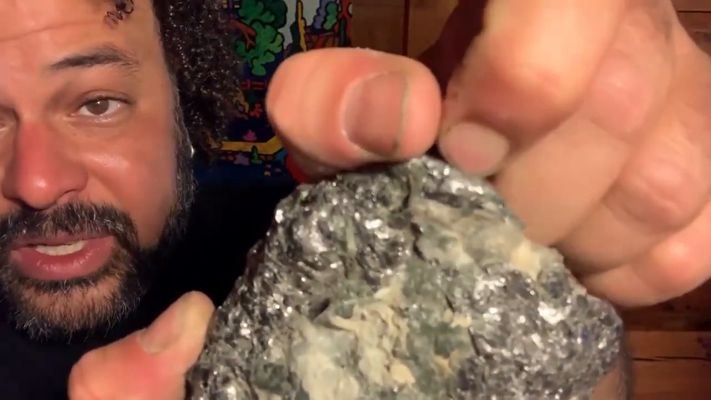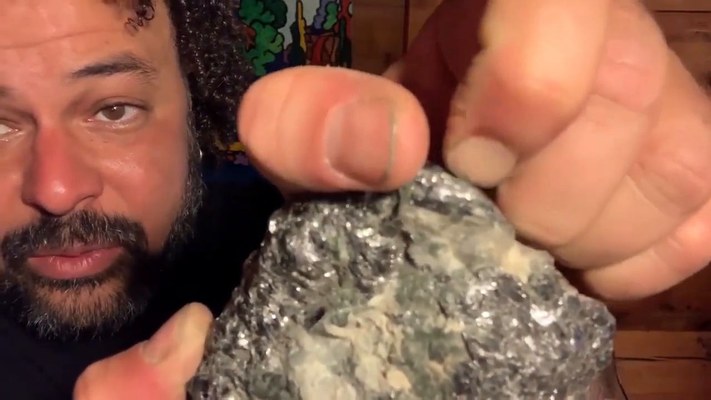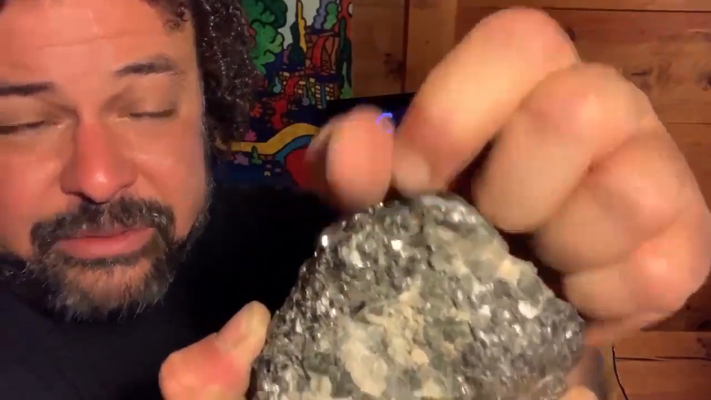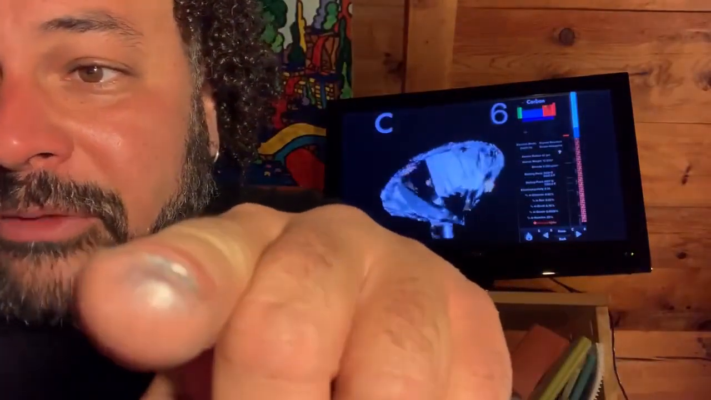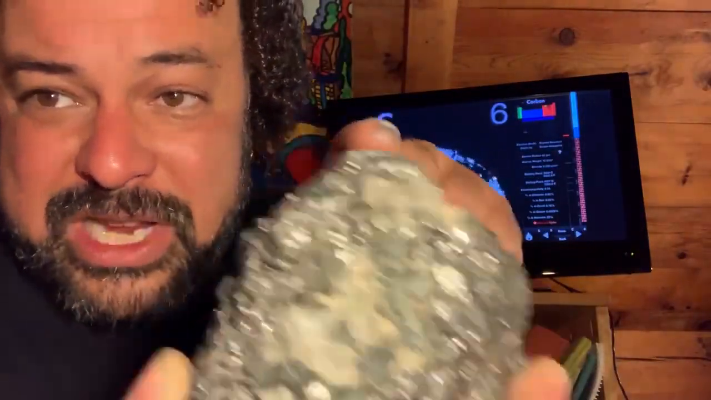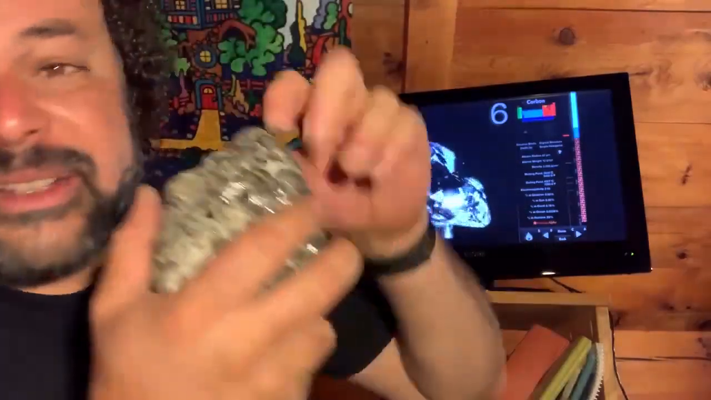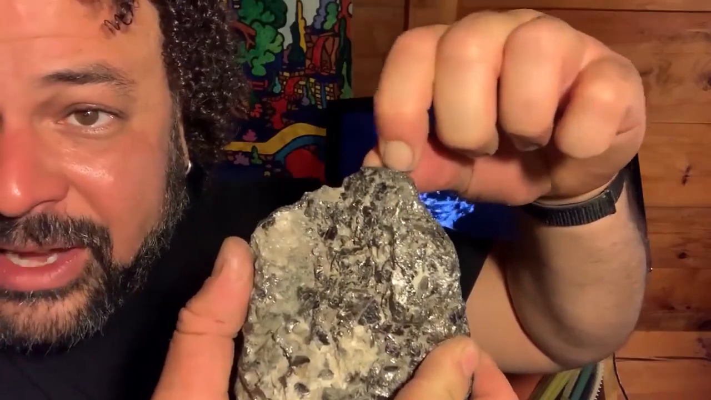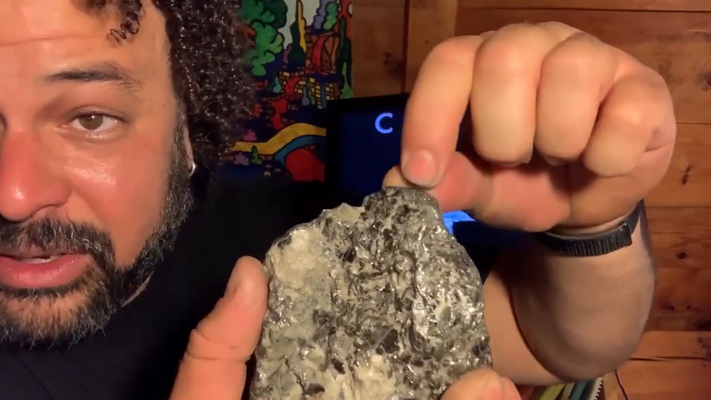Graphite is so soft that I can actually cut it with my fingernail. And if I rub this hard enough, oh no, the graphite is coming off on my fingertip. I'm breaking a rock with my fingernail. That's not very hard at all. It's about as soft as you can imagine, soft enough that I can saw it with my fingers.